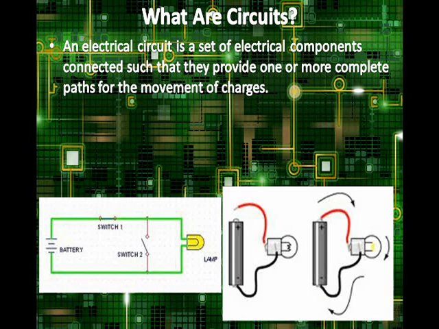For instance, if you have a string of Christmas lights plugged into an electrical outlet, the bulbs, the electrical outlet, and the wires all form an electric circuit. And this is a closed pathway for electrons to follow. Electric charge are electrons.